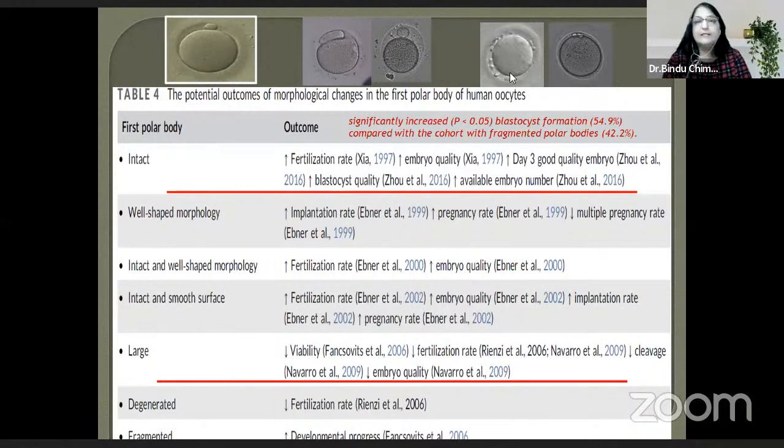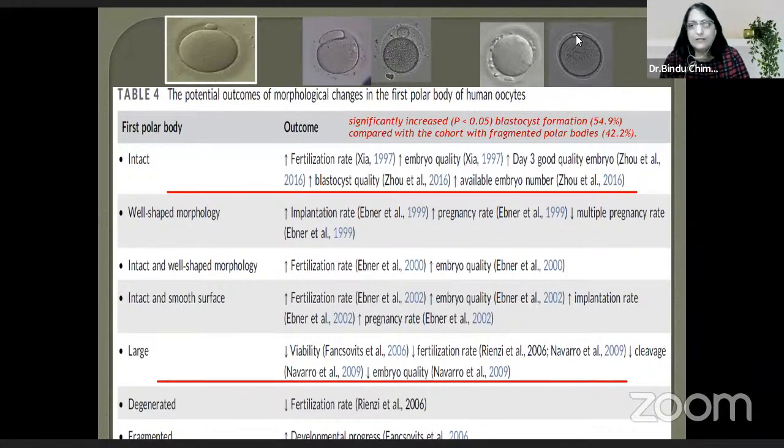Then apart from that, the presence of a fragmented polar body. Sometimes you see several little fragments. You cannot make out how to really orient the oocyte for ICSI. So a fragmented polar body is not a good prognostic factor for the blastocyst formation.